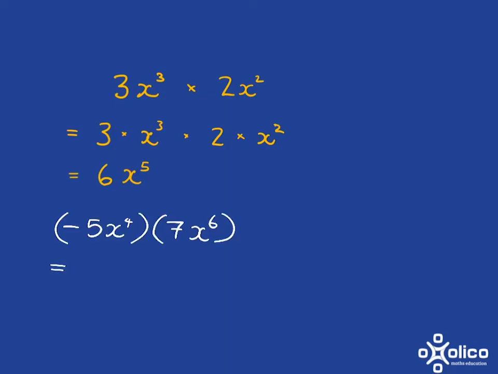Okay, you try this one for yourself. Pause the video and try it. Alright, so hopefully you said negative 5 times 7, that gives you negative 35. And x to the 4 times x to the 6, well, you're going to have x to the 4 plus 6, so you're going to have x to the 10.